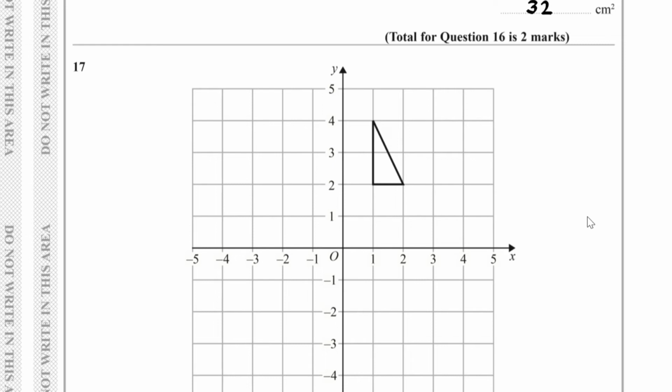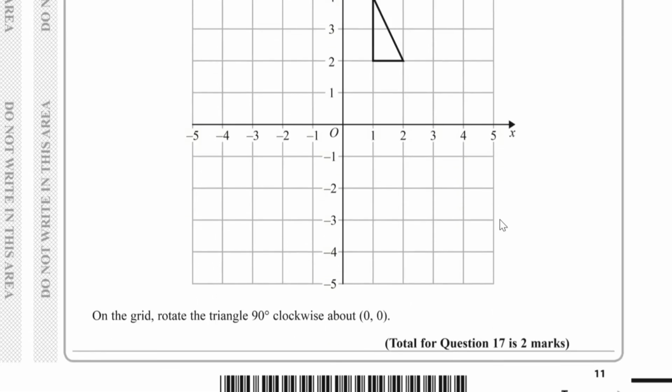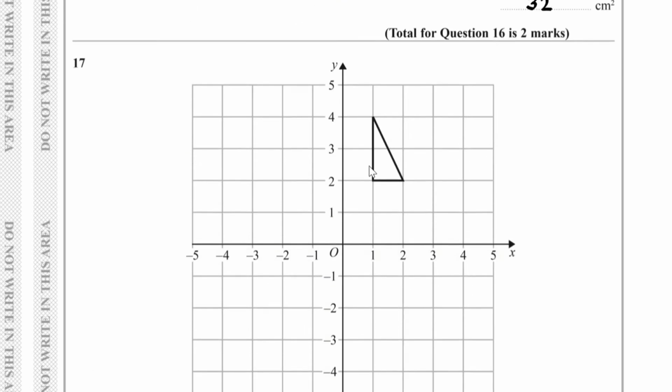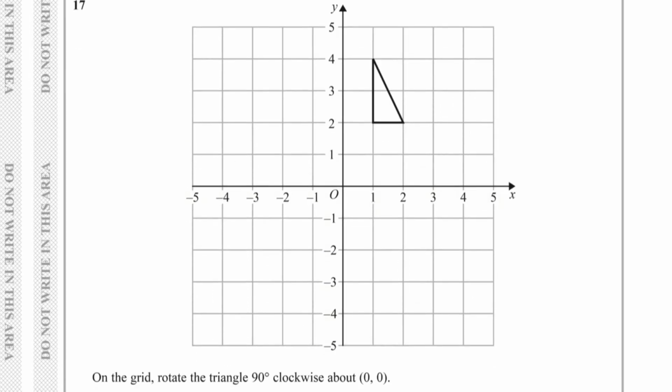Question number 17. We have to rotate this triangle by 90 degrees clockwise about the origin. Well, if I trace over these points, I want to rotate 90 degrees clockwise. So I'd have something which lands over here. So here is our rotated shape.